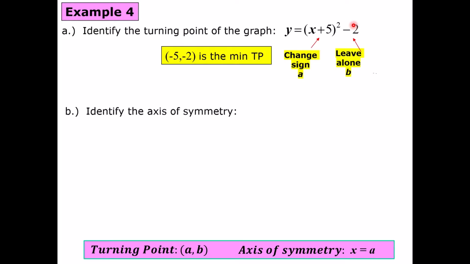Identify the axis of symmetry. Well, down the bottom here we know the axis of symmetry is x equals a, and we know a is -5, so x equals -5. So here we've picked out the minimum turning point by changing the sign, keeping the other the same. That is your a and your b, which makes your turning point, and your axis of symmetry is exactly the same as your a value.